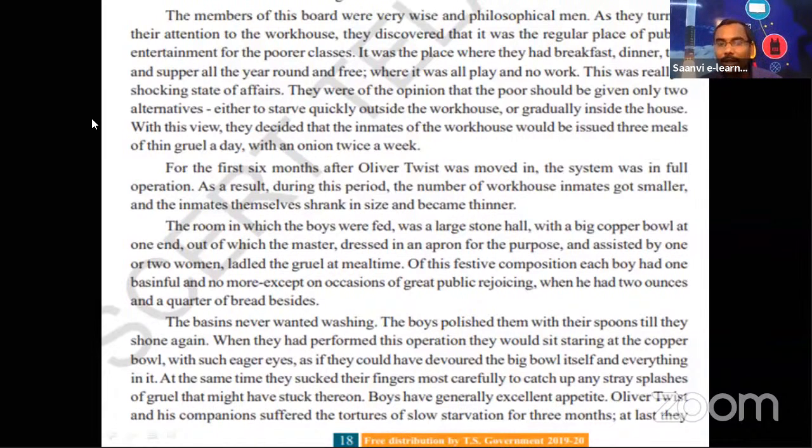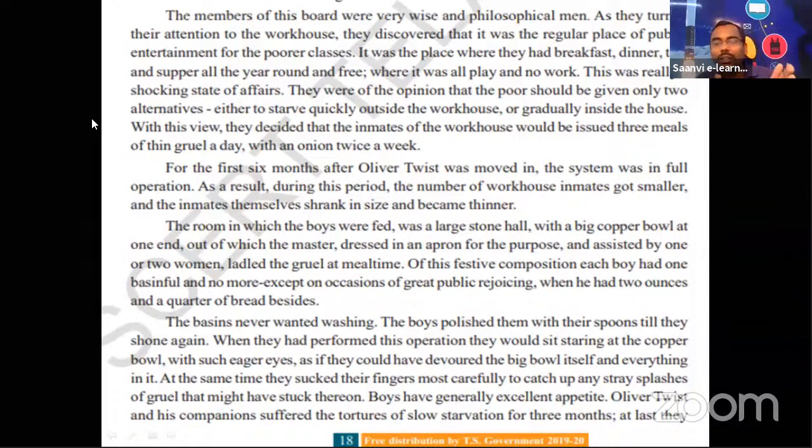Because of this, during these 6 months, the number of workhouse inmates got smaller. Those who are staying in that workhouse all got smaller. I mean thinner, because they are not getting enough food to eat, or good food with all the elements they need. The number of workhouse inmates got smaller, and the inmates themselves shrank in size and became thinner.